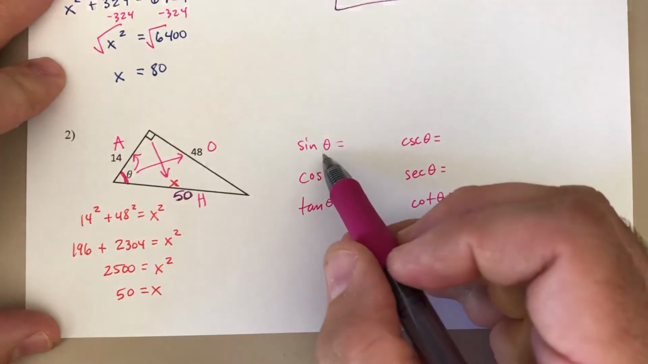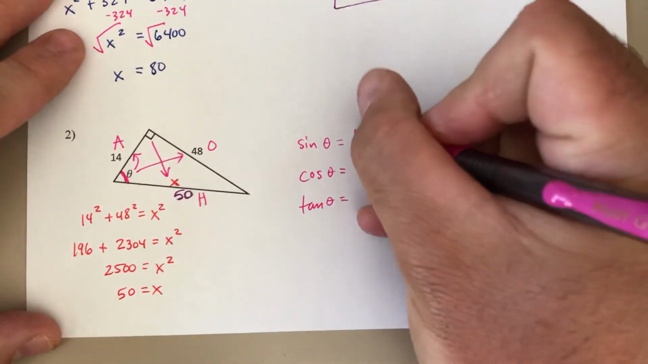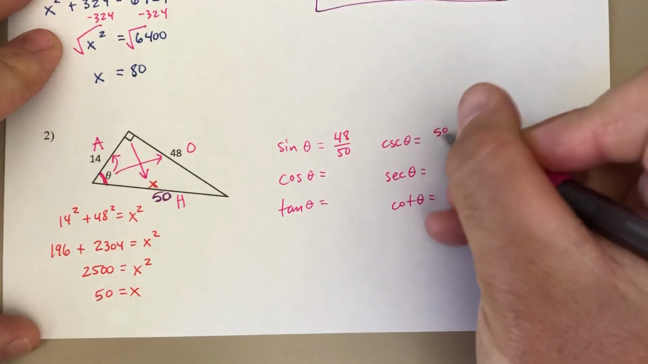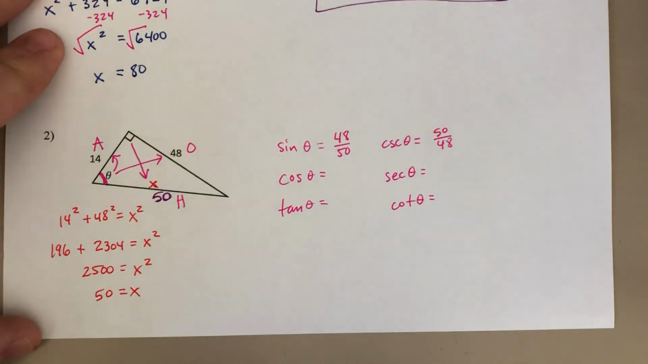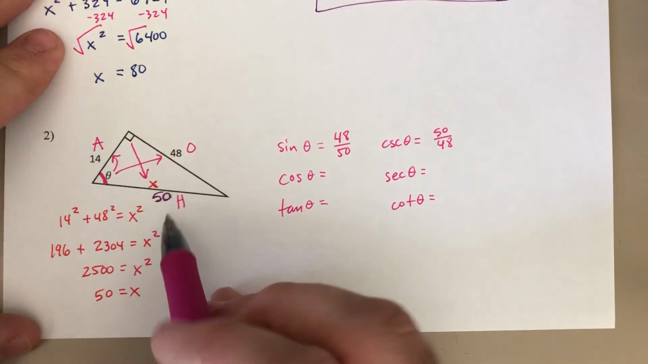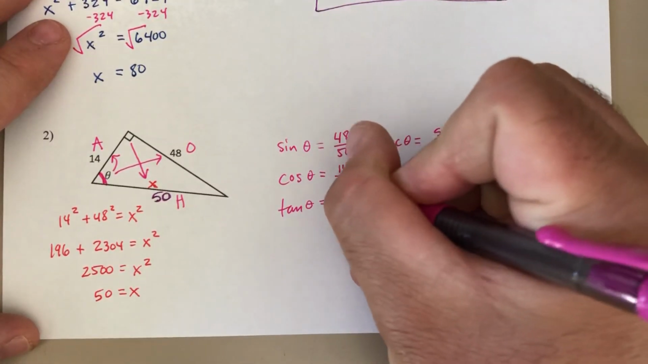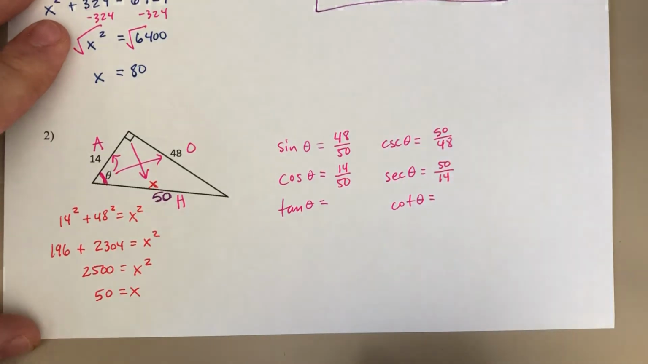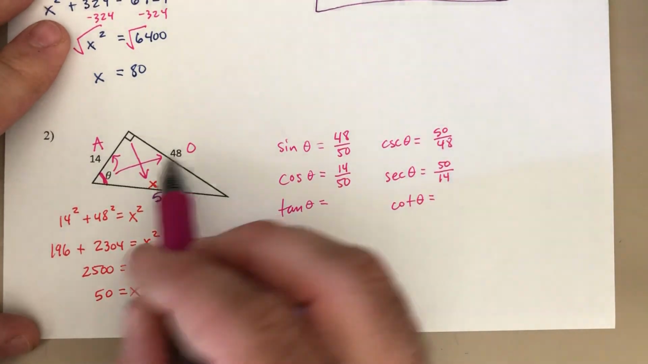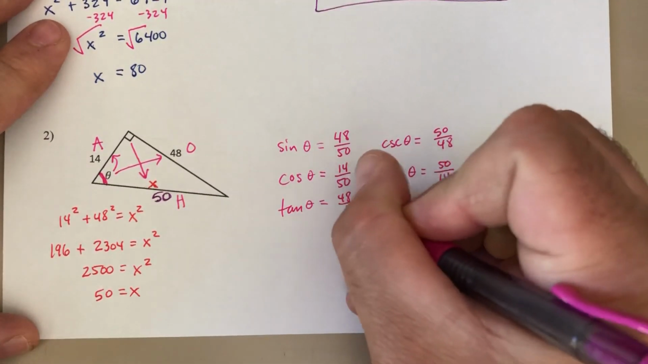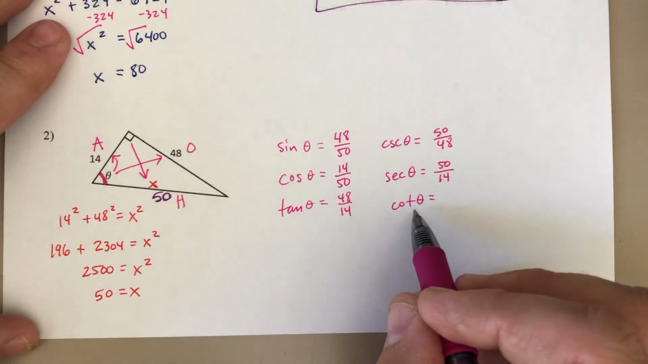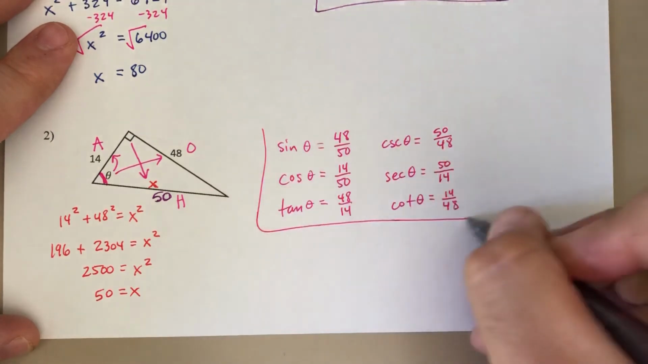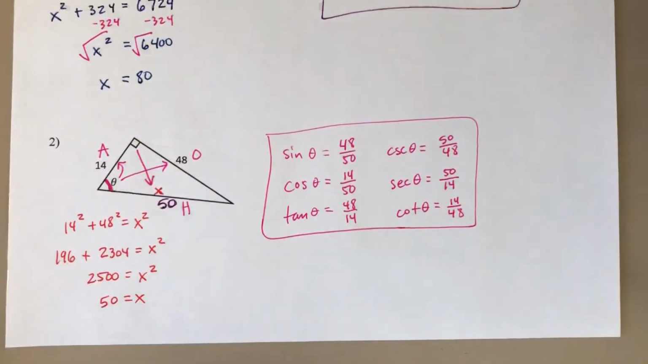Okay, sine again is opposite over hypotenuse, so 48 over 50. Cosecant, flip that, 50 over 48. Cosine is adjacent over hypotenuse, so 14 over 50. Secant, flip that, 50 over 14. Tangent is O over A, 48 over 14. Cotangent, flip that, 14 over 48. And there are your 6 functions.